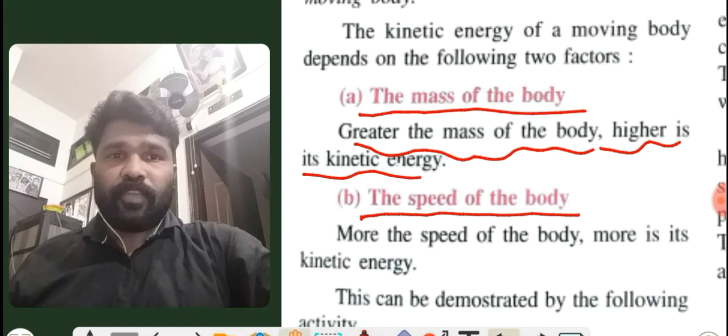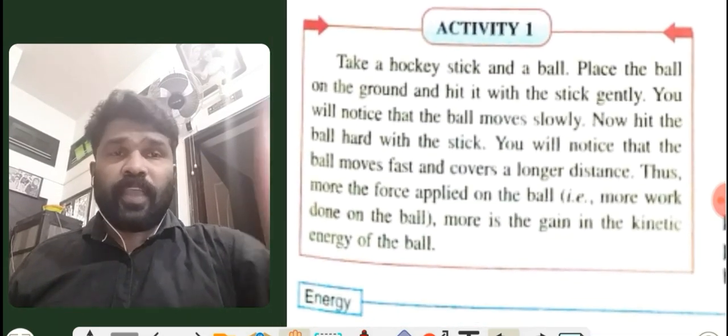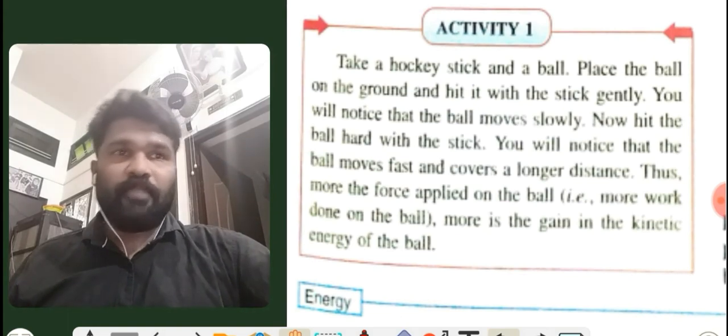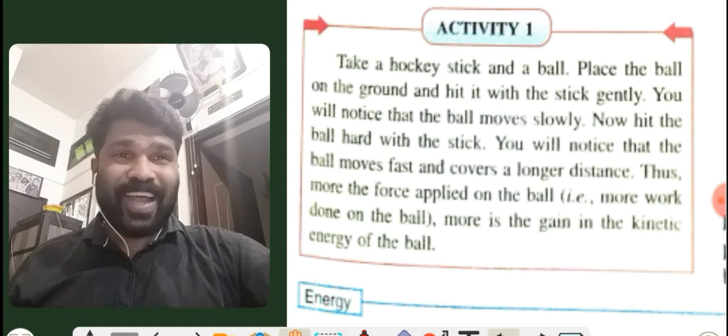This can be demonstrated by the following activity. Take a hockey stick and a ball. Place the ball on the ground and hit it with the stick gently. You will notice that the ball moves very slowly. Now hit the ball hard with the stick. You will notice that the ball moves fast and covers a longer distance.